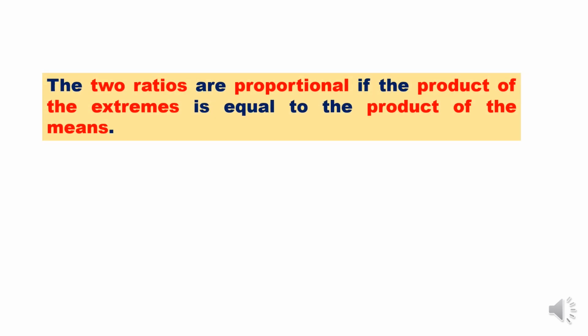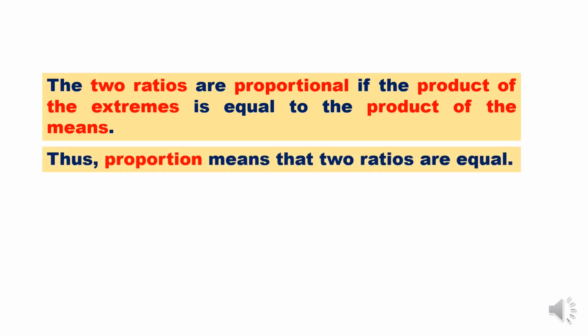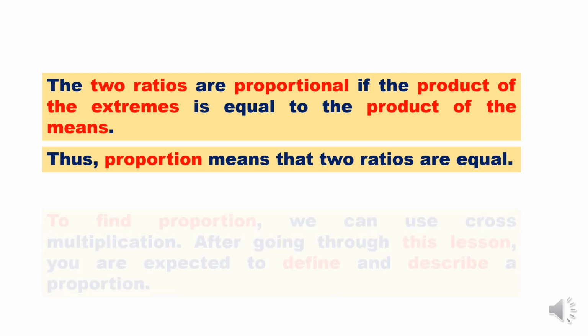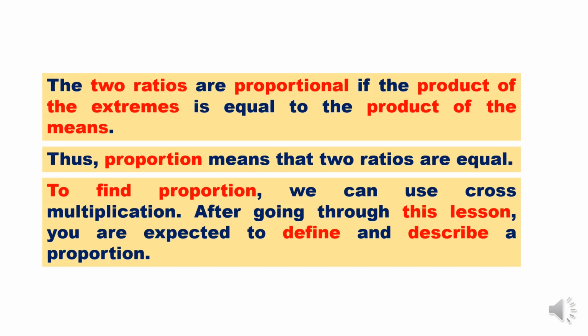The two ratios are proportional if the product of the extremes is equal to the product of the means. Thus, proportion means that two ratios are equal. To find the proportion, we can use cross multiplication. After going through this lesson, you are expected to define and describe a proportion.